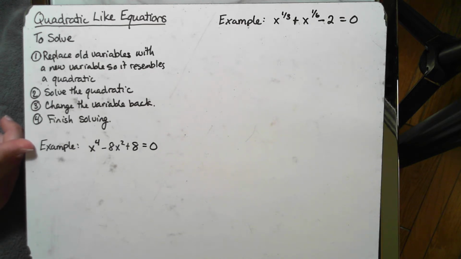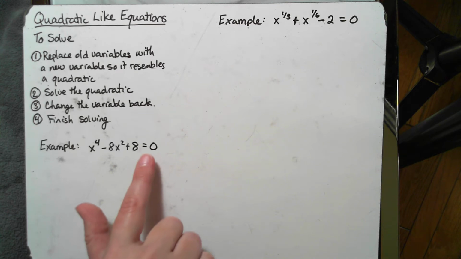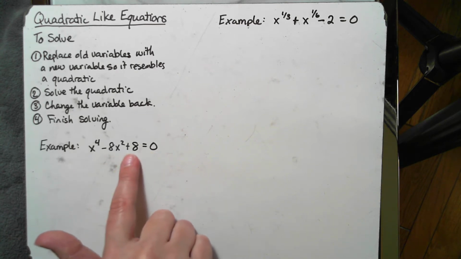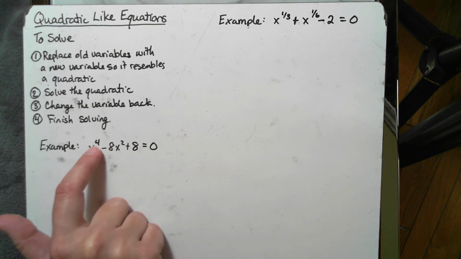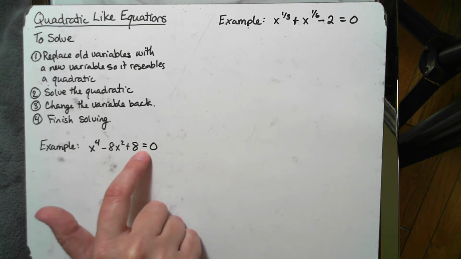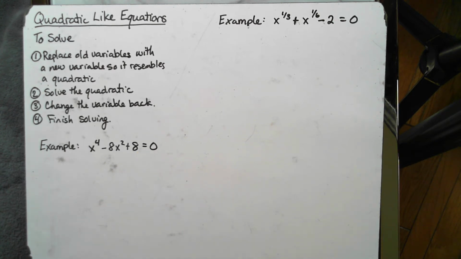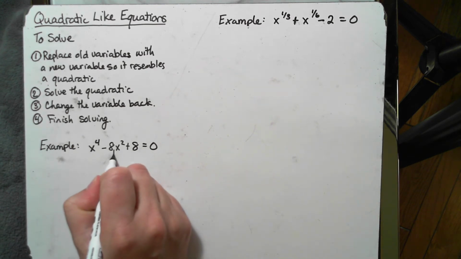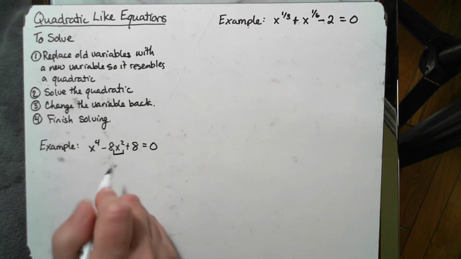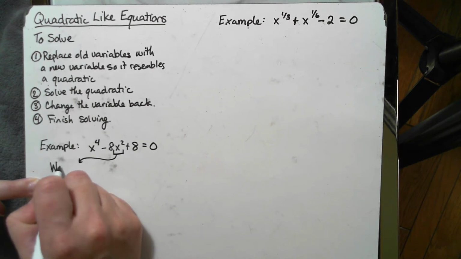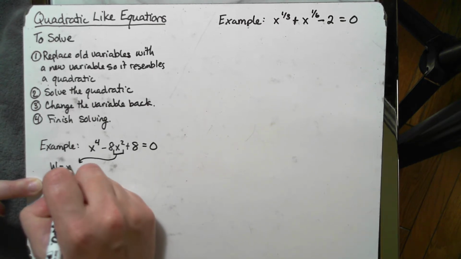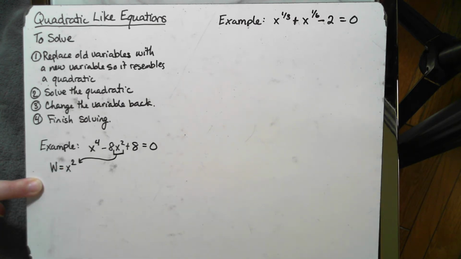Step 1 is always to make sure it fits the pattern. So it does equal 0, it does have three terms, and this exponent times 2 equals that exponent, and this last term does not have a variable. So that fits all of those qualifications I just told you. So step 1, I'm going to take this variable right here and make that equal another variable. So I like to use w's for some reason. It's just how I learned it. So I'm going to say w is x squared.